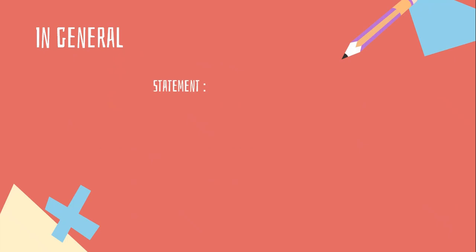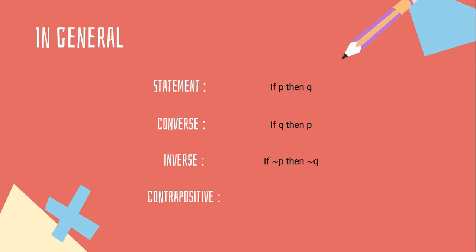So in general, a statement is usually an implication, which is if P then Q. Then the converse will be if Q then P. We converse the statement, so it will be if Q then P. Next is inverse. So we inverse the statement. It will be if not P then not Q. So the contrapositive, we converse the statement and then we inverse it, and it will be if not Q then not P.